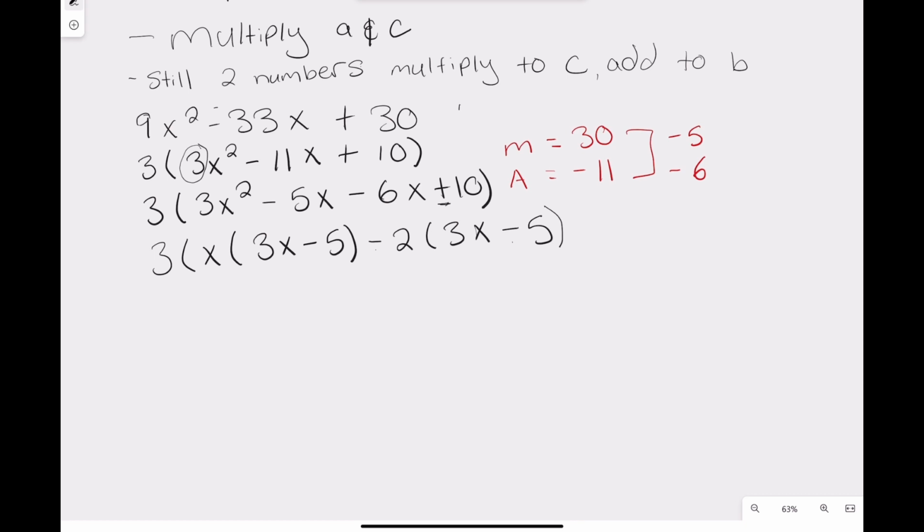Now we see what's inside of the brackets, and it's 3x minus 5 and x minus 2. So again, we're taking what's inside of the brackets, and that's a set of brackets. And then what's left over is its own set of brackets right here. And this is the answer to our problem.